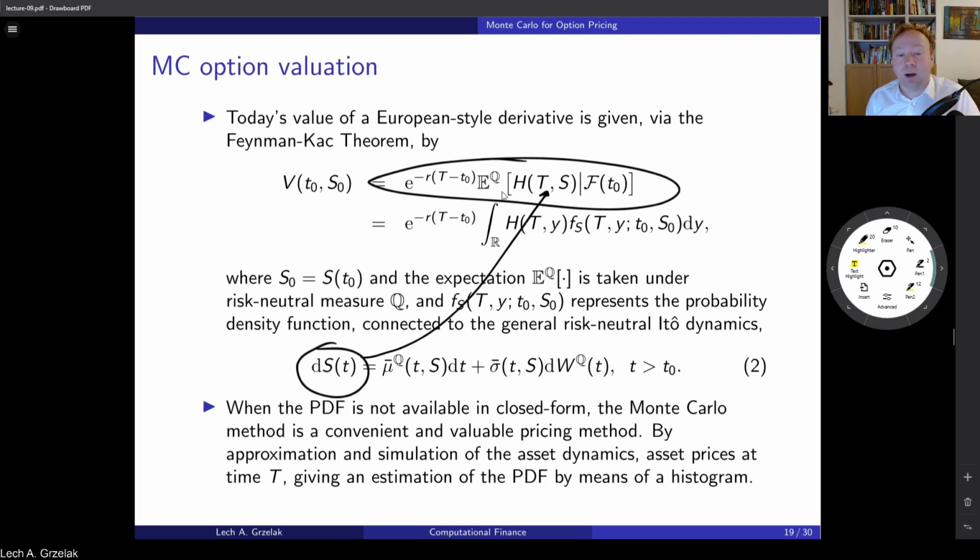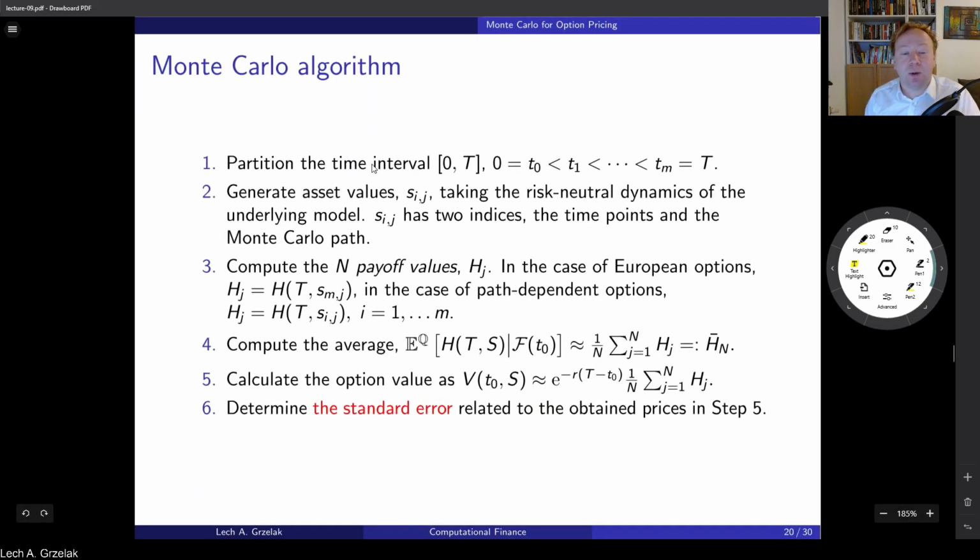Normally, we cannot evaluate this expectation in closed form, and typically this is related to the fact that the stock dynamics, the stock process, is too involved, and for that we need to perform Monte Carlo simulation. Okay, so the Monte Carlo pricing algorithm will look as follows.